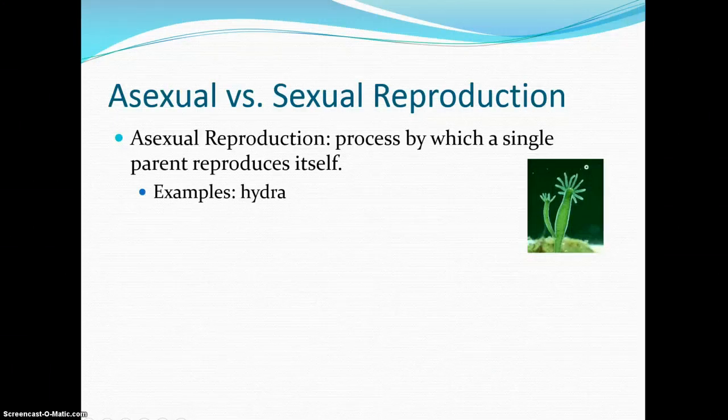Asexual reproduction is the process by which a single parent reproduces itself. An example is a hydra, and a hydra is a plant which will just bud off of itself and then make lots more of it.